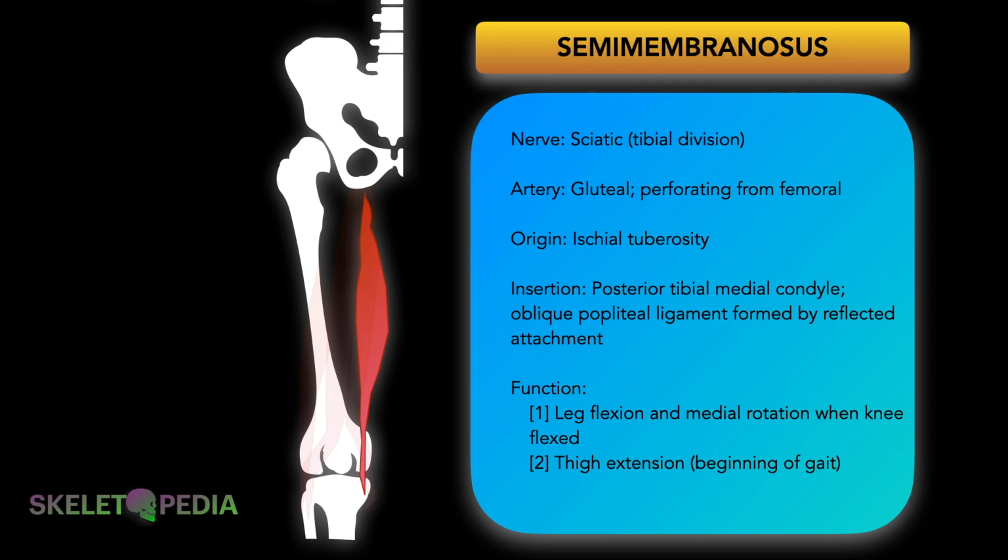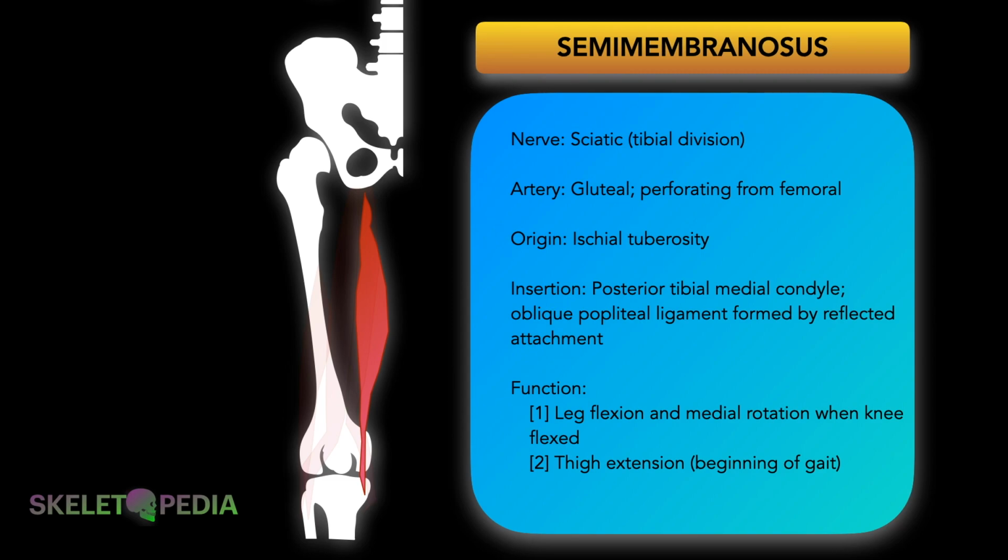The last muscle is the semimembranosus, which is membrane-like. It's innervated by the tibial division of the sciatic nerve and supplied by the gluteal and femoral perforators. The semimembranosus originates from the ischial tuberosity, and it inserts at the posterior tibial medial condyle. Its reflected attachment forms the oblique popliteal ligament. Its function is similar to the semitendinosus.